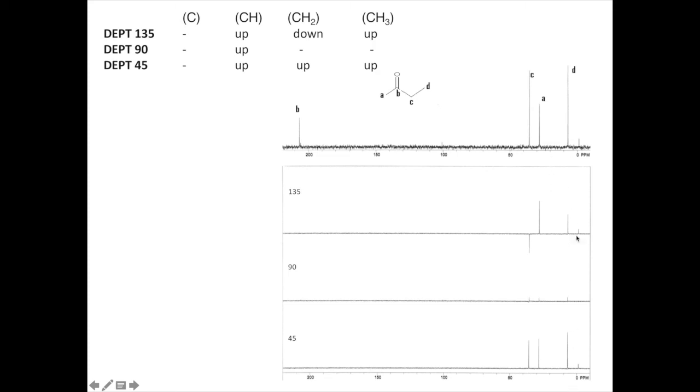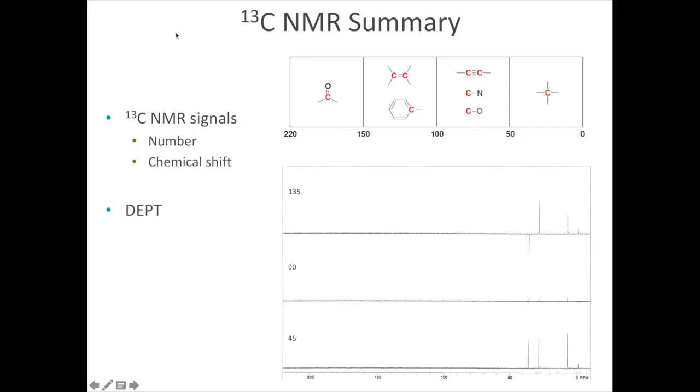This is our analysis of our DEPT carbon NMR. All right, so that's it. To summarize, what are the important things you need to know about carbon NMR? In carbon NMR, there are 2 important pieces of information you need to be able to analyze. The first is the number of carbon signals you have. The second important feature is the chemical shifts, knowing where a certain carbon will fall depending on its chemical environment. And lastly, in carbon NMR, there is a special technique called DEPT NMR, which gives us information about how many hydrogens are attached to a particular carbon.